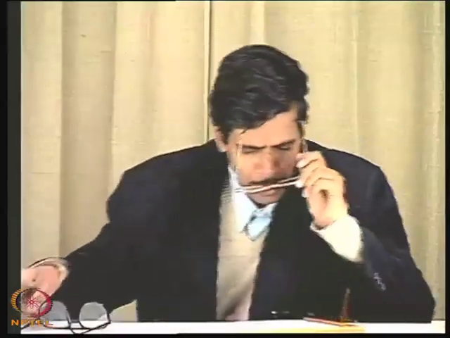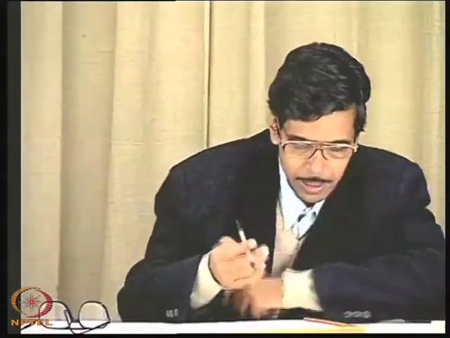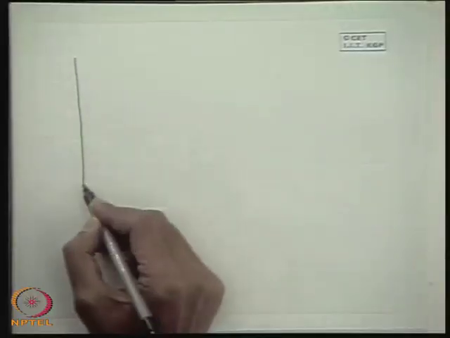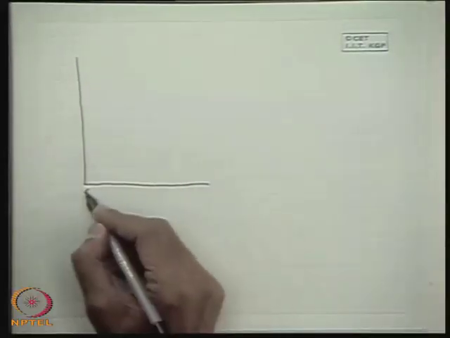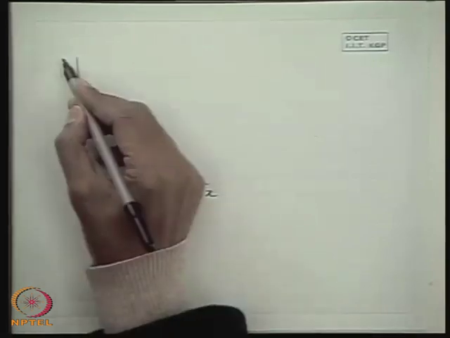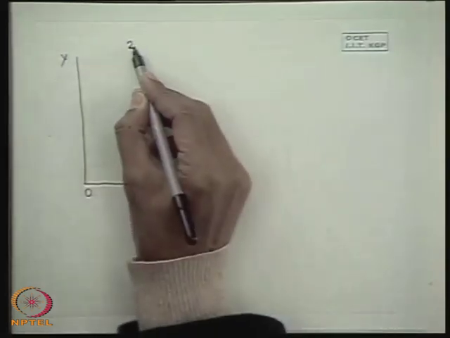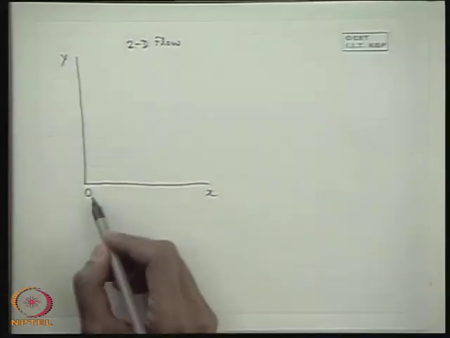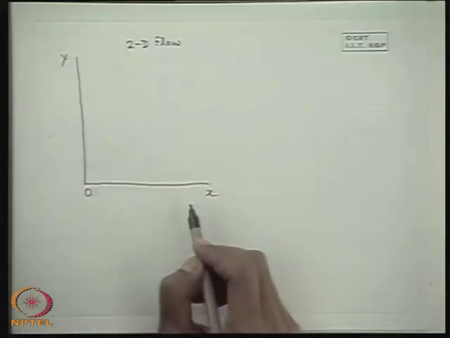So let us recall a few of the corollaries of the incompressibility and irrotationality in a flow field. Let us concentrate our analysis on a two-dimensional frame of reference. Let us take a two-dimensional x and y in a Cartesian coordinate system. We consider a two-dimensional flow in a Cartesian coordinate system described by x and y axis.